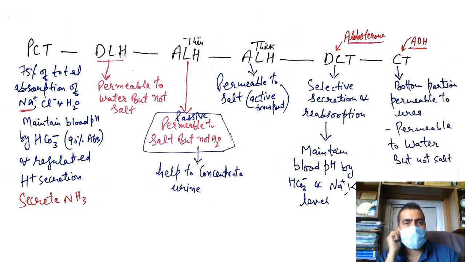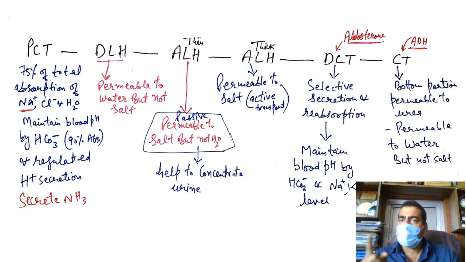Then we have the descending loop of Henle, which is permeable to water but not salt. It cannot transport salts across its membrane; it is permeable only to water. Then the thin ascending loop of Henle is passive, permeable to salt but not water. It helps to concentrate urine. And then we have the thick ascending loop of Henle, which is permeable to salt by active transport. The first one is passive and this one is active.